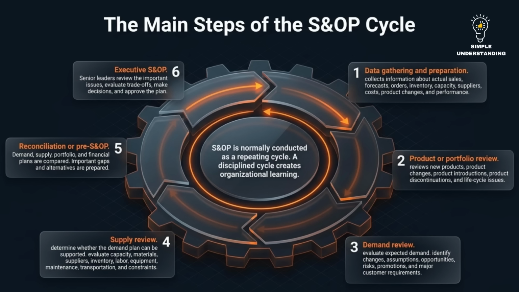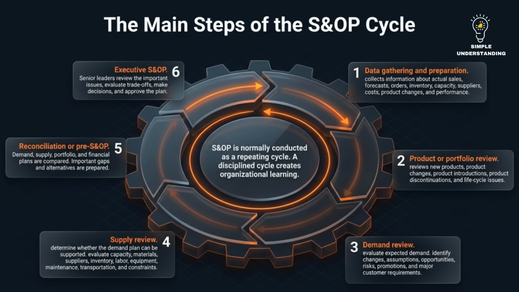The second activity is product or portfolio review. The organization reviews new products, product changes, product introductions, product discontinuations, and lifecycle issues. The third activity is demand review. Sales, marketing, demand planning, and product management evaluate expected demand. They identify changes, assumptions, opportunities, risks, promotions, and major customer requirements.